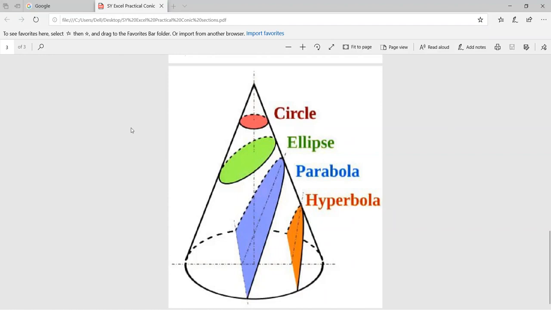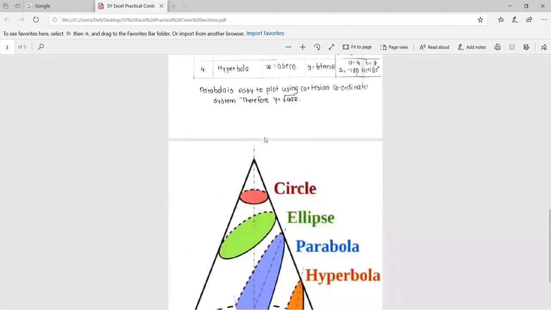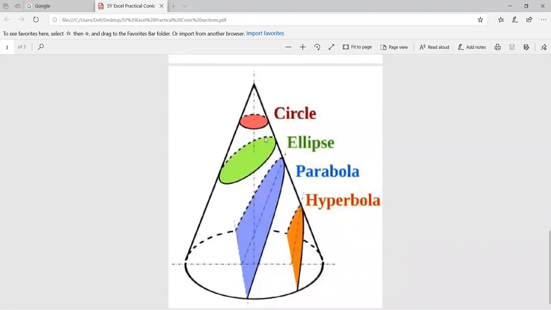Okay, so let's begin with MS Excel. For that, let me share the screen of MS Excel with all of you. So this is the sheet of MS Excel.